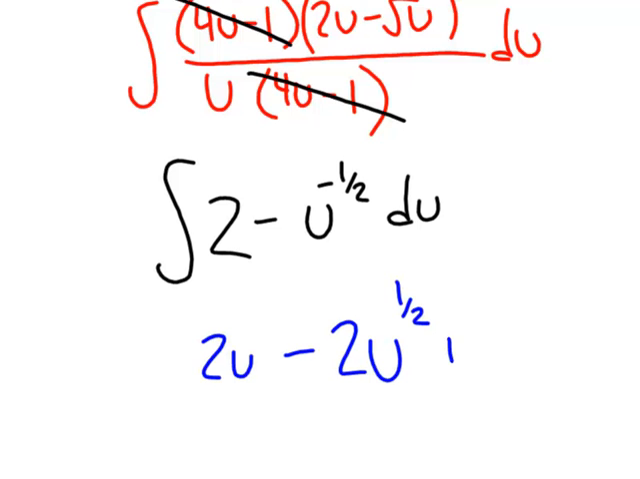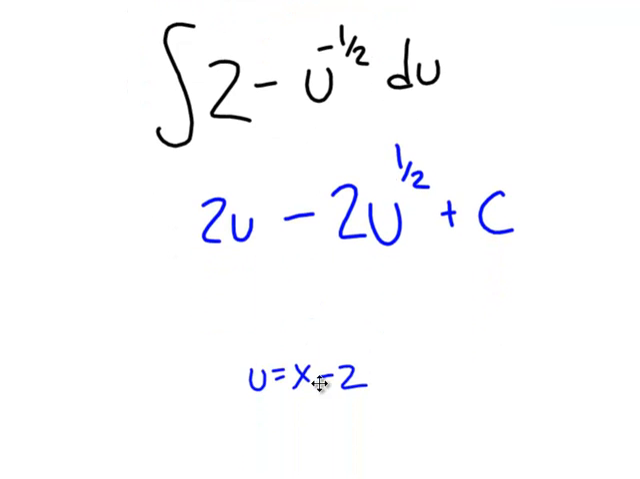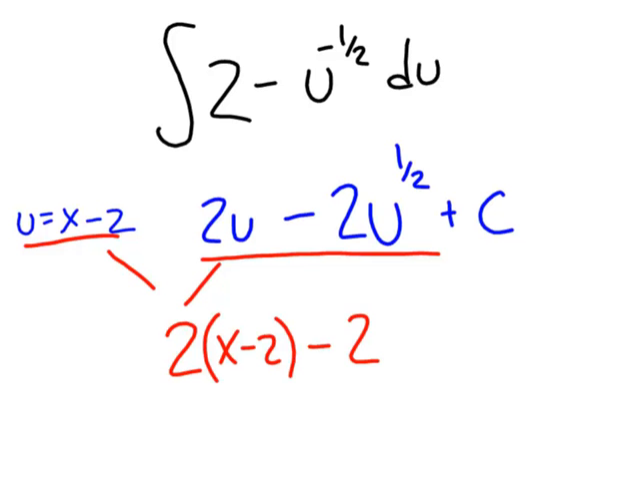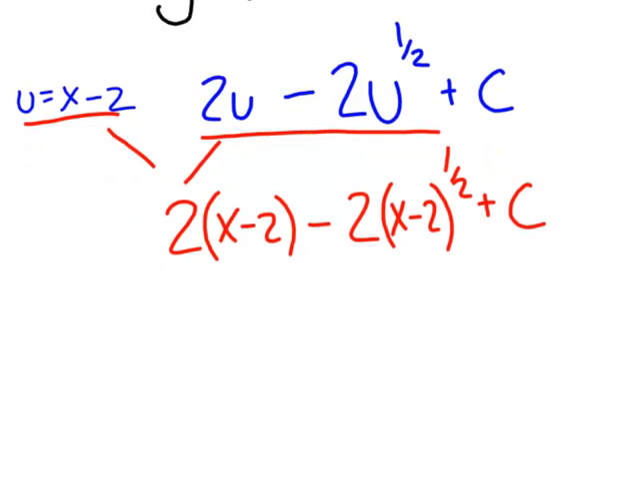Subtraction plus c. So if I bring back my original u definition, we said at the outset that u was equal to x minus 2. We defined it as such. So combine these two or back substitute in for x, and you get 2 times x minus 2 minus 2, x minus 2 to the 1/2 plus c. And I'd be fine with putting a box around this answer.